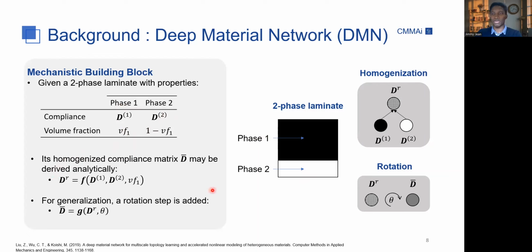Its homogenized properties can be expressed as a function of D1, D2, VF1. And this homogenized function can be derived analytically by applying Einstein boundary condition on this RVE. And for generalization, we can add an additional step where we rotate that compliance matrix, which we have obtained here, by some rotation angle theta.